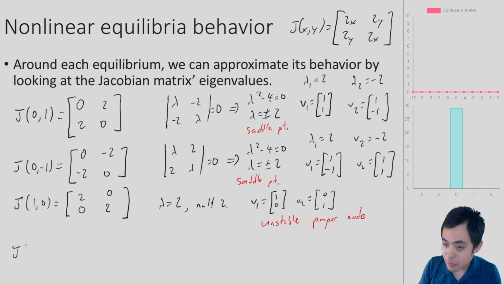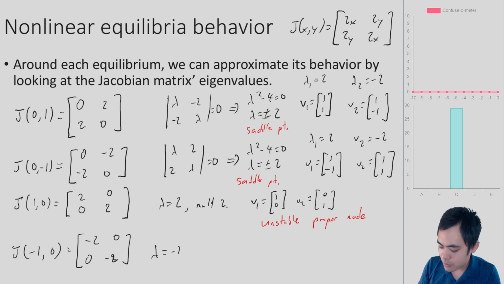And we can also do the same thing for (-1, 0), and that's left with [-2, 0; 0, -2]. This is diagonal, and therefore your eigenvalues are -2 with multiplicity 2. And it is again a stable proper node. Stable proper node with the same eigenvectors.